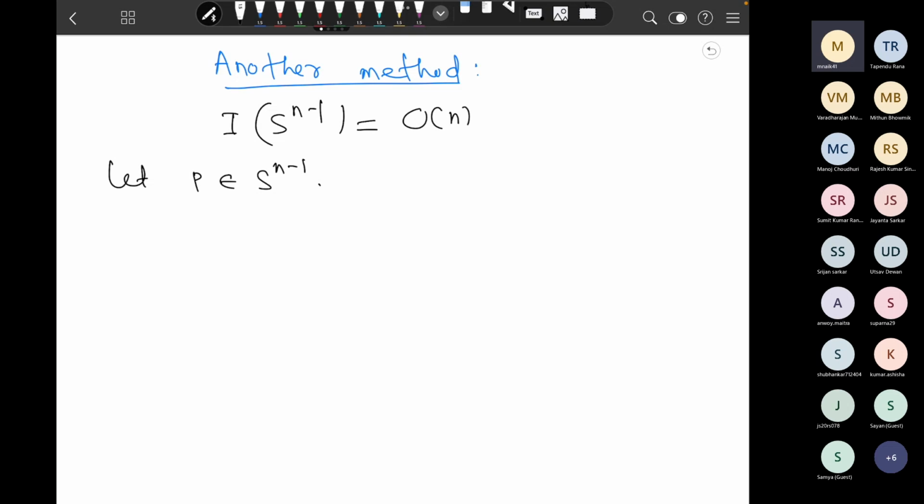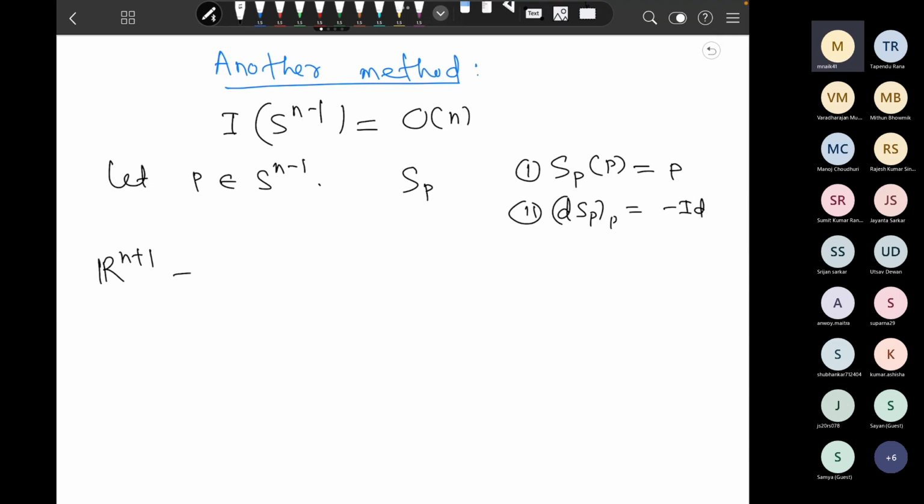I have to specify this SP. Now I have two pieces of information. If I want to define SP, SP of P has to be P, and dSP at P really has to be minus identity on the tangent space of Sn minus 1. Now I will write Rn plus 1 as a direct sum of Rp and Rp perp. And what is Rp perp? Rp perp is really your TPSn minus 1.